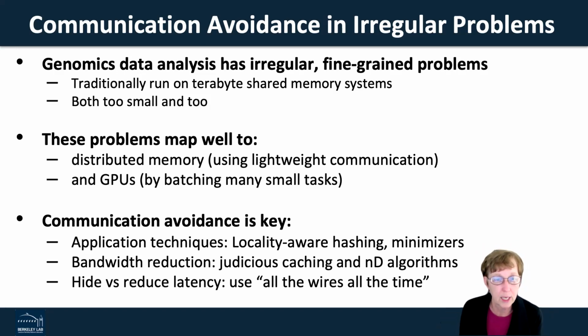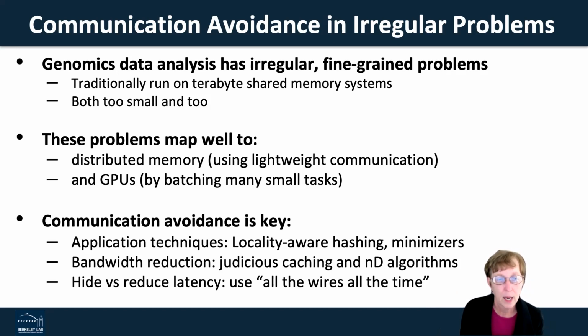Communication avoidance is still key at the application level. I tried to give you a couple of examples of techniques: in the k-mer mapping, trying to get hash functions that are going to give you better locality, for example, bandwidth reduction. So judicious use of caching in some of the algorithms to avoid looking up the same remote value multiple times, for example, when you're aligning something against something else. But also using these 2D or higher dimensional algorithms by dividing up the iteration space of the computation rather than just dividing up the data structure and spreading that out over the processors.